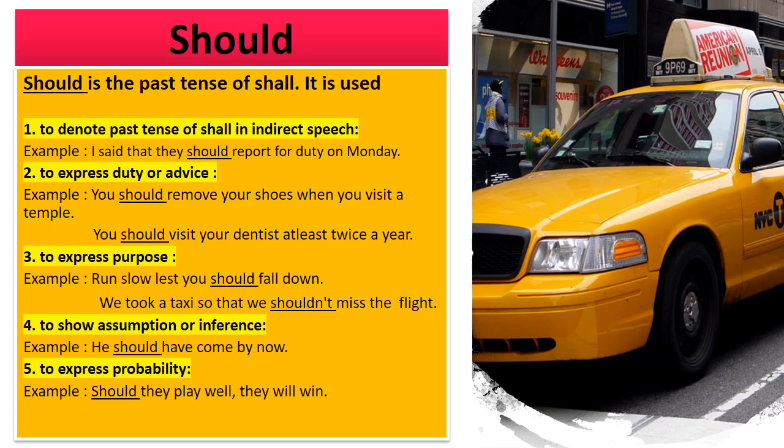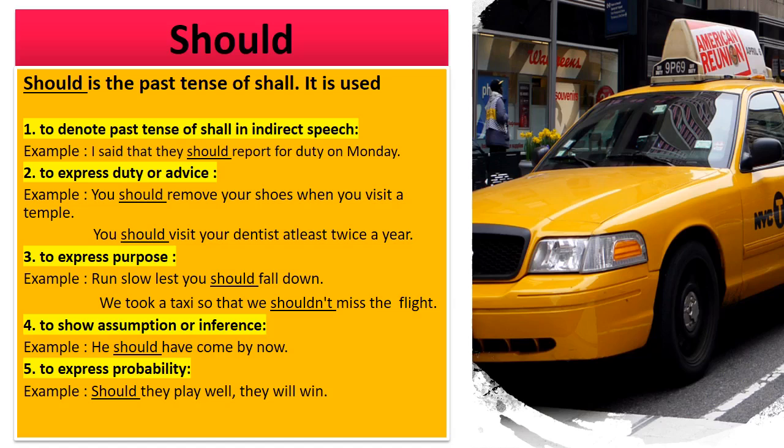Next modal, should. Now you know should is the past tense of shall. It is used, number 1, to denote past tense of shall in indirect speech. When you convert direct to indirect, shall changes into should. For example, I said that they should report for duty on Monday. Should is used to express duty or advice. For example, you should remove your shoes when you visit a temple. So, one more example, you should visit your dentist at least twice a year.